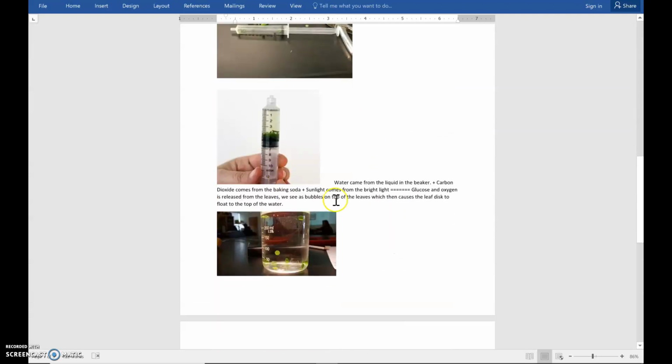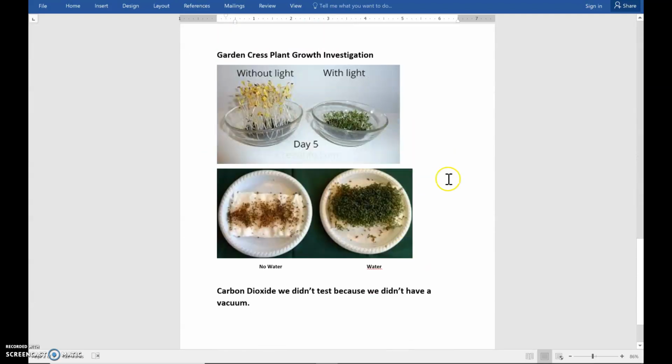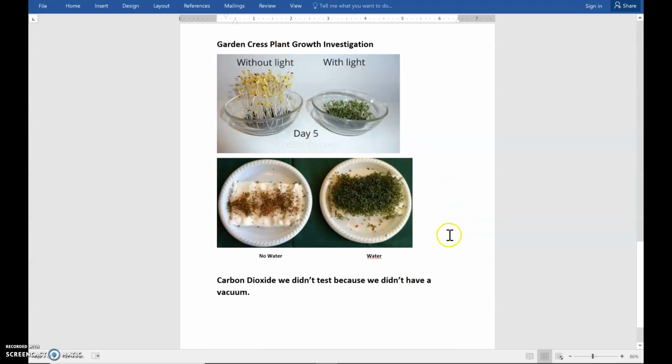And we were able to do these labs to kind of prove that photosynthesis was happening.